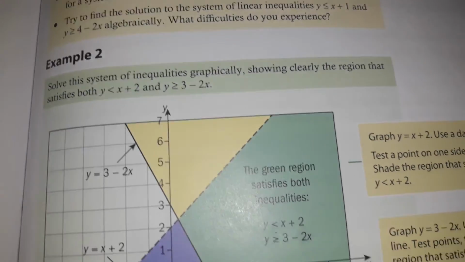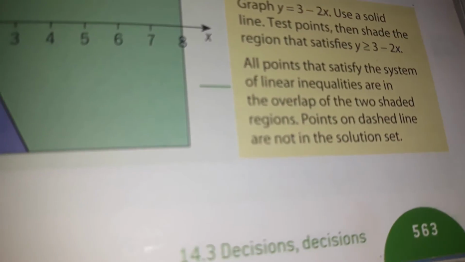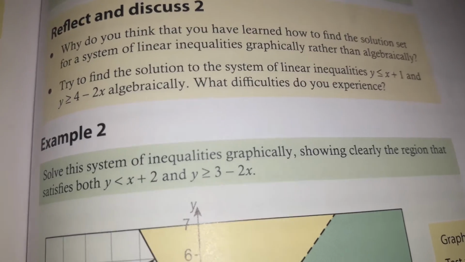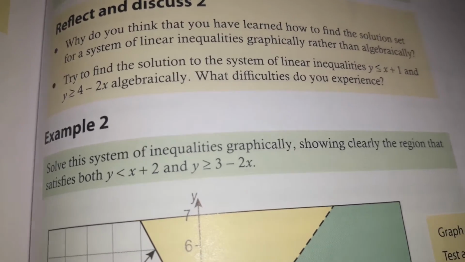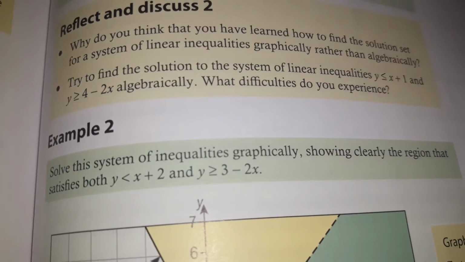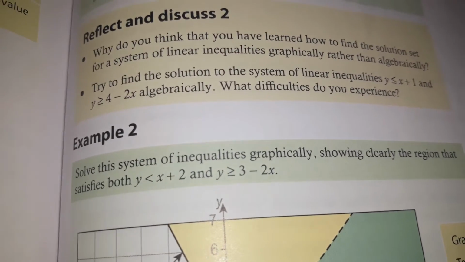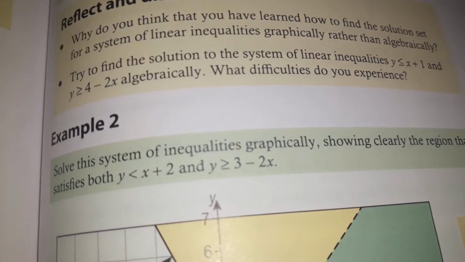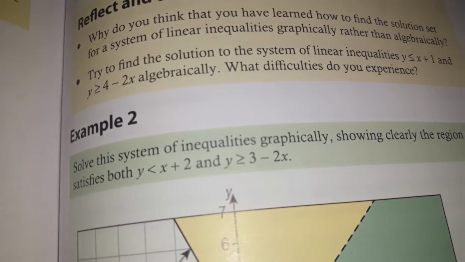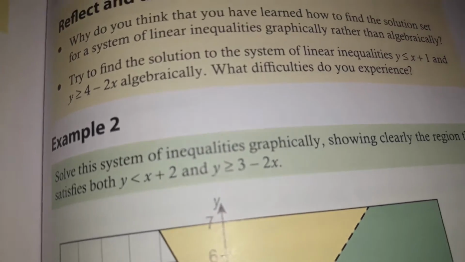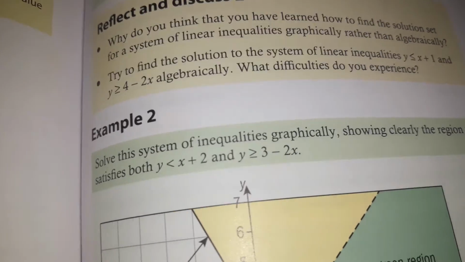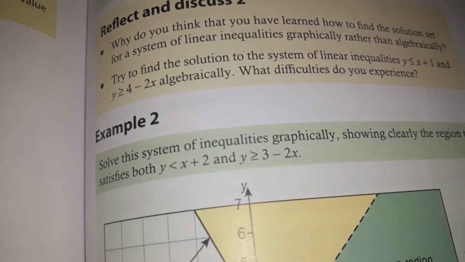Hello MYP5. We are on page number 563 and we are going to find the double shading region, the intersection region, when two of the inequalities are drawn on the same graph. We are looking at example 2 and I will be showing you how to do it manually if you have to do it in your book. Of course, you can also do that on Desmos and you will get both the shading regions together.